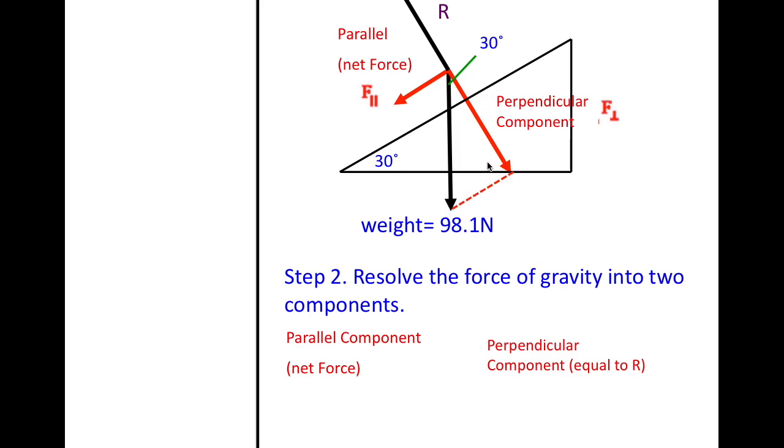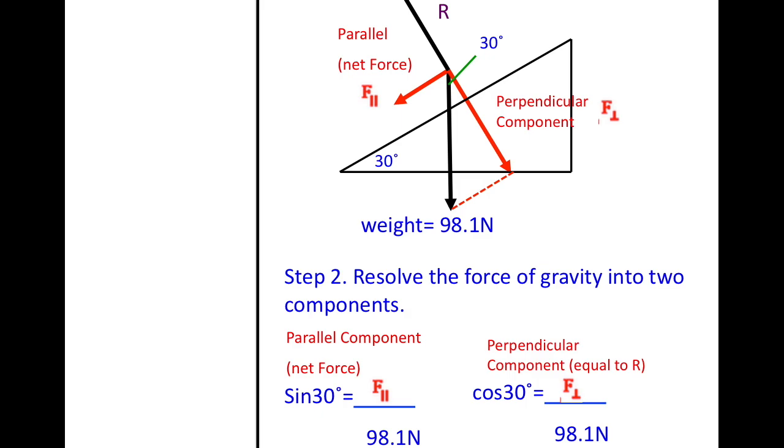When you do that, you'll notice that you have a right triangle right here. And this is going to help you find the net force, which is the parallel component. We know that this angle right here is 30 degrees. So from here, we can say the sine of 30 degrees equals the F sub parallel over 98.1 newtons. For our perpendicular component, we have cosine 30 equals the F sub perpendicular over 98.1 newtons.